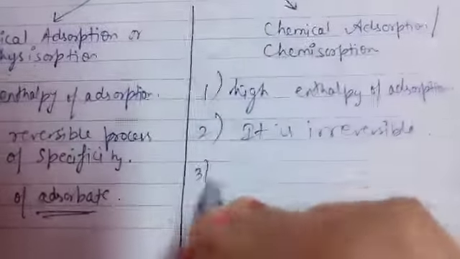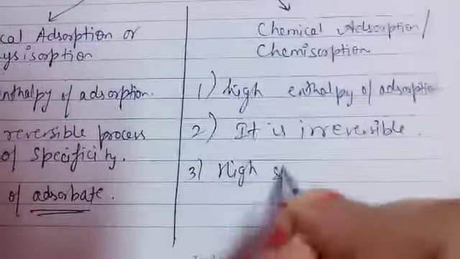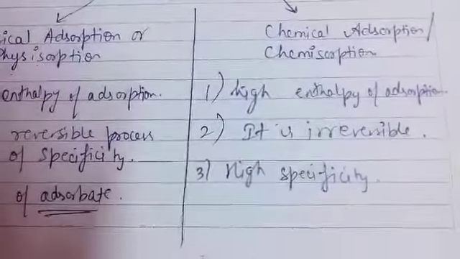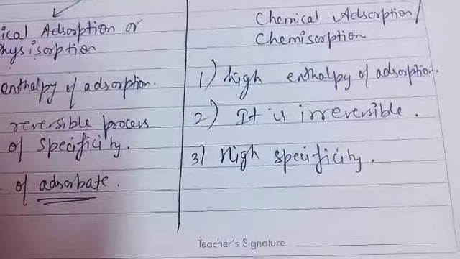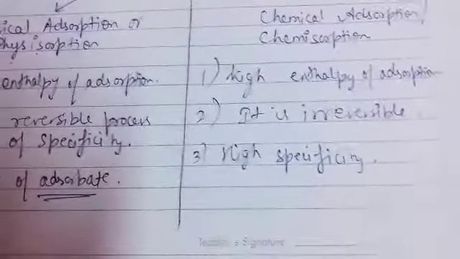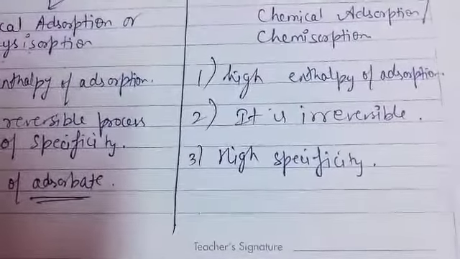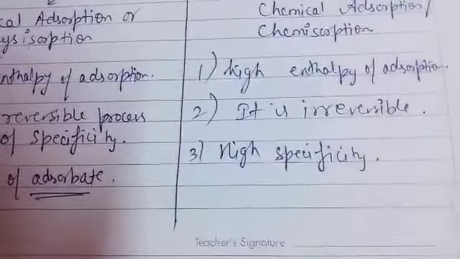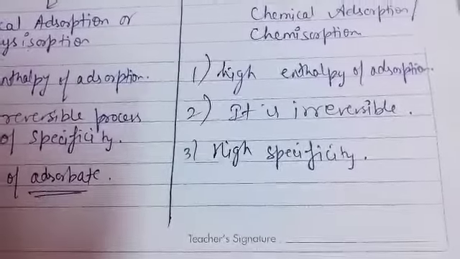Now the next thing is high specificity. In case of physical adsorption, low specificity. In this case it's high specificity. It involves the formation of chemical bonds between the adsorbed molecule and the surface of the adsorbent. That is why they are highly selective in nature.